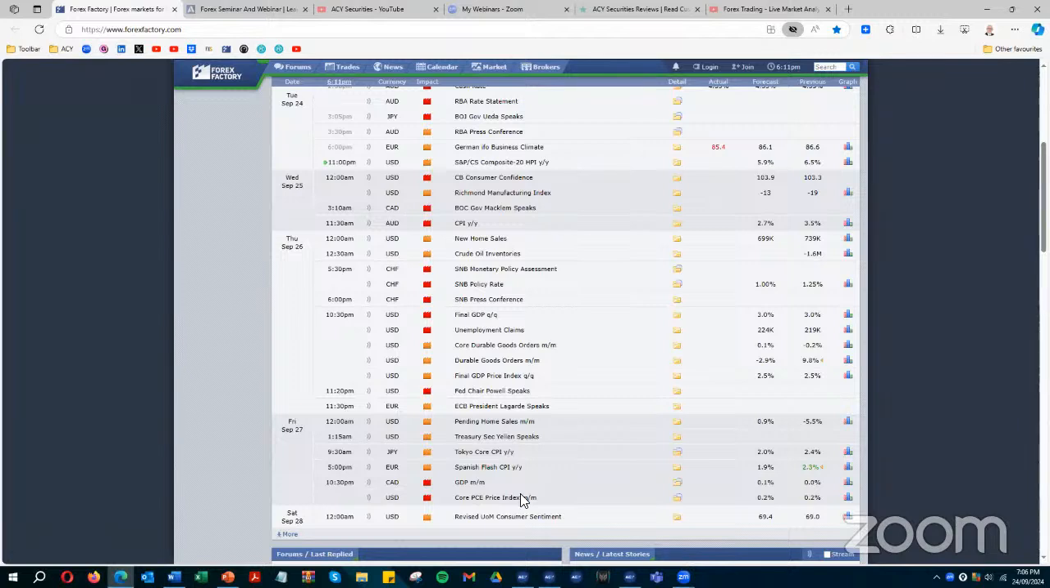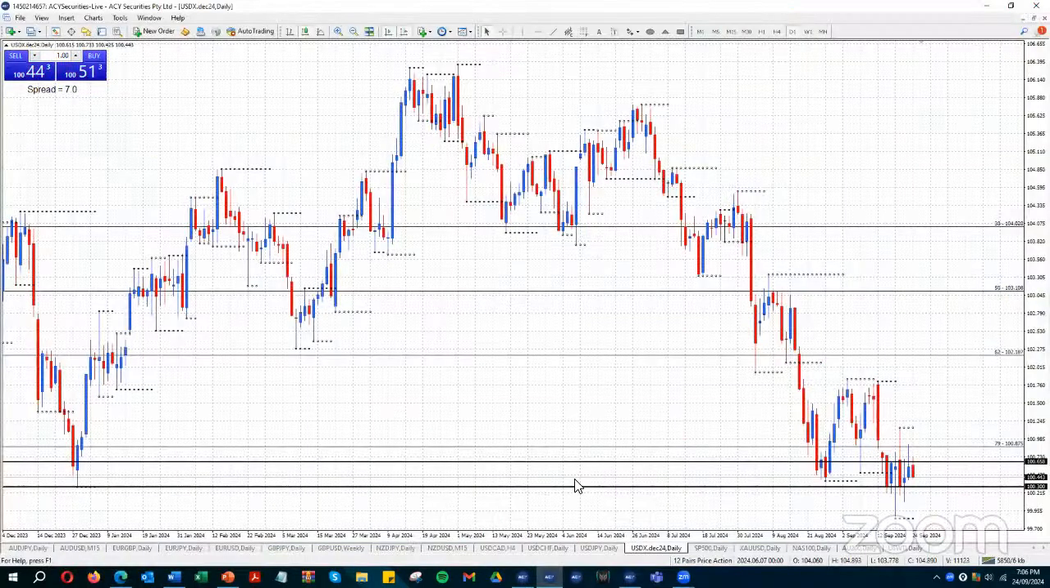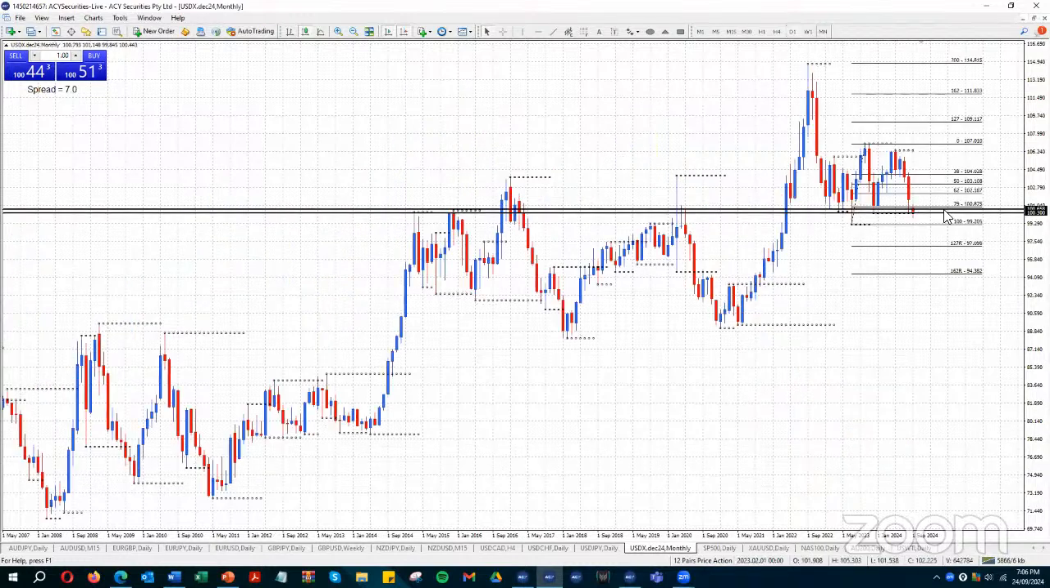All right, so a few things that can drive the US GDP, Fed Chair Powell speaking, and the core PCE price index there. Be aware when they're coming out. So let's get into the charts. Now, the dollar index is still holding down there at 100.30. So on the monthly chart, it's this area here.